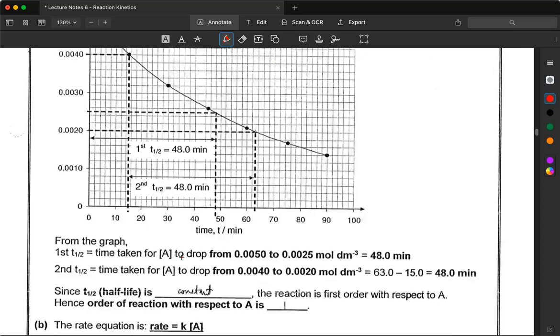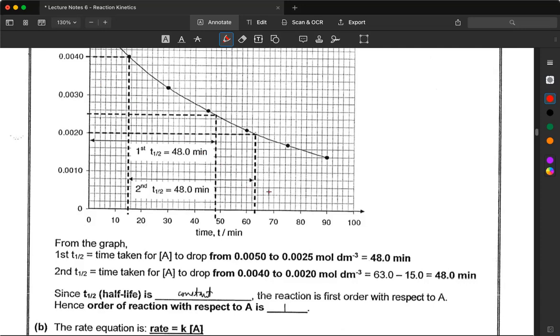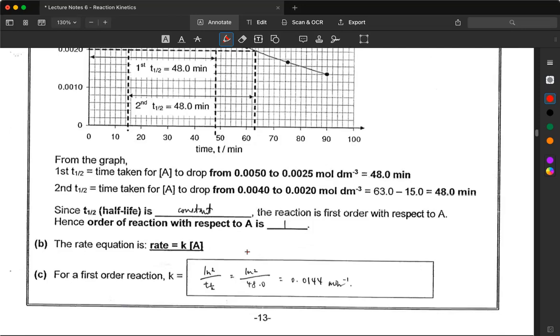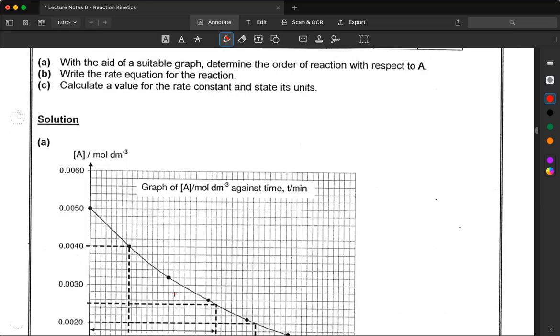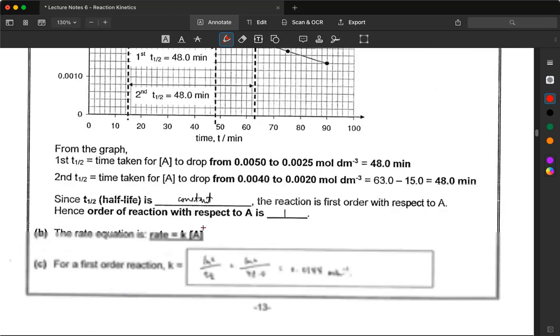It means that half-life is constant, it means that the order of reaction is 1. Remember that, if half-life is constant, it's first order. Half-life not constant, second order. If it goes straight like this, it means k is constant, right? Then it's zero order. So the rate equation is just k with respect to A. Of course, only one reactant, raised to power 1.